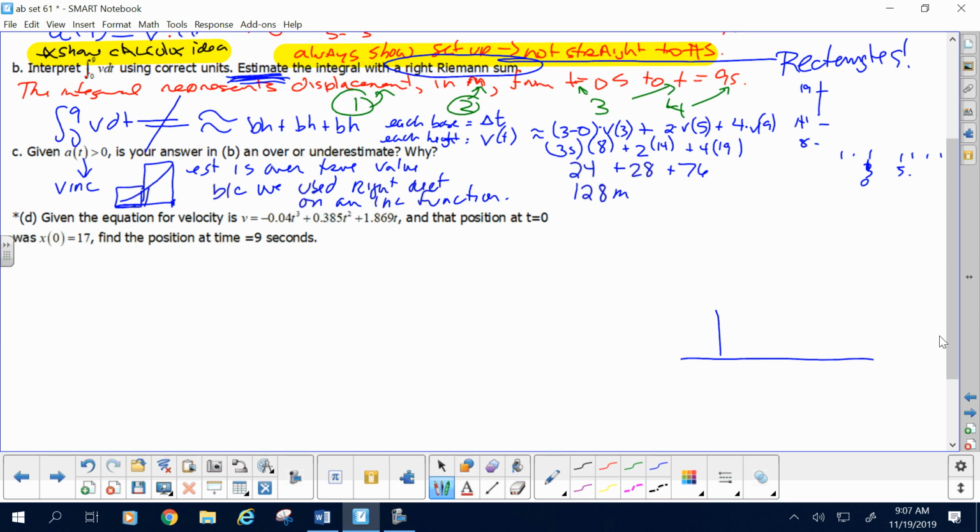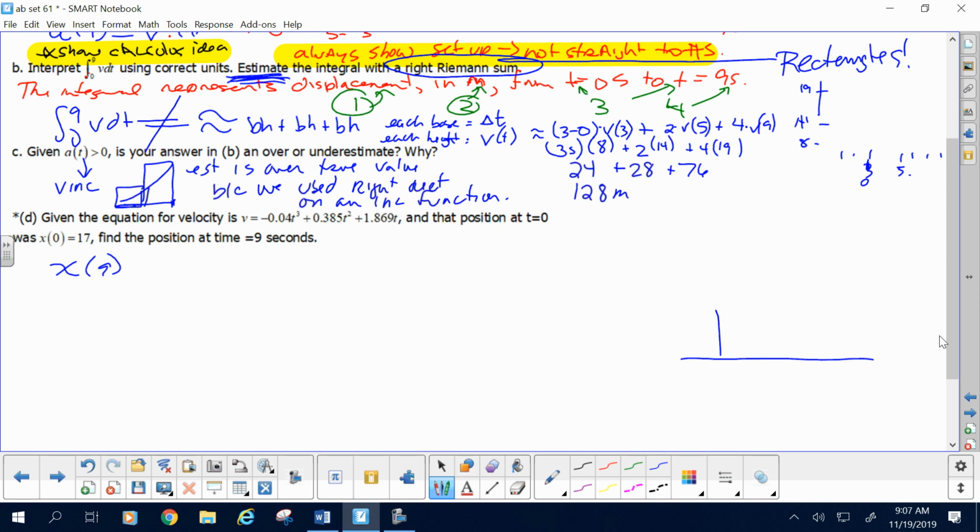How do I find position at time equal 9? I'll call it x at 9. I know that's weird, starting out to see x as the dependent variable. But what's the independent variable? What does x depend on? Time. Where you are depends on what time. Okay, so x depends on time.